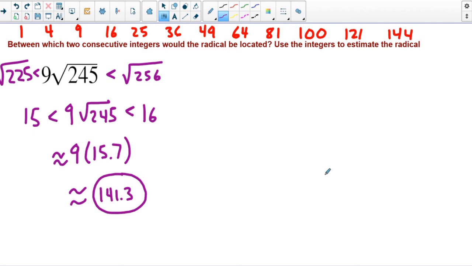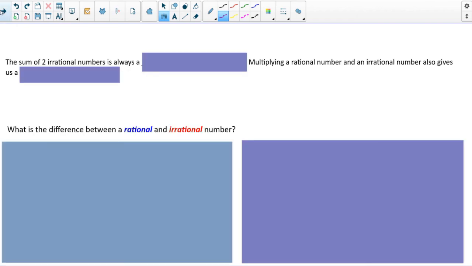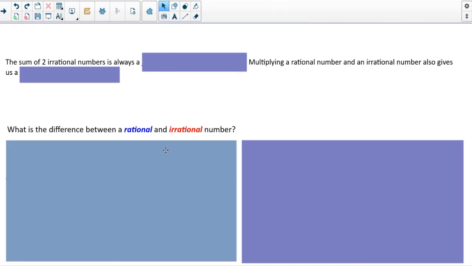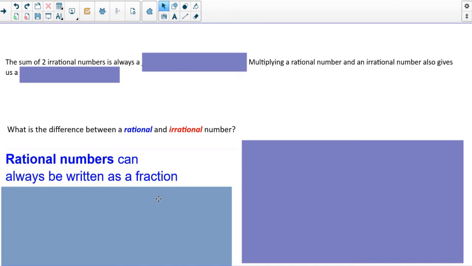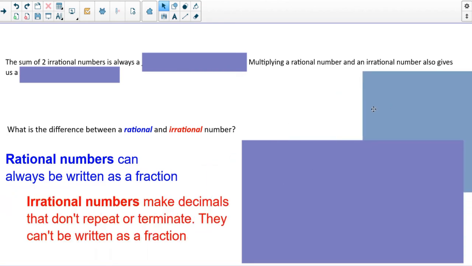So let's talk about these irrational radicals. They all gave us decimals at the end. We can't write them as fractions or whole numbers. They're going to give us decimals. So let's say, first of all, what's the difference between rational and irrational? Rational numbers can always be written as a fraction. Even if you have a whole number, that can also be written as a fraction. You just divide it by 1. Irrational numbers cannot. You can't write them as a fraction because they make decimals that don't repeat and don't terminate.